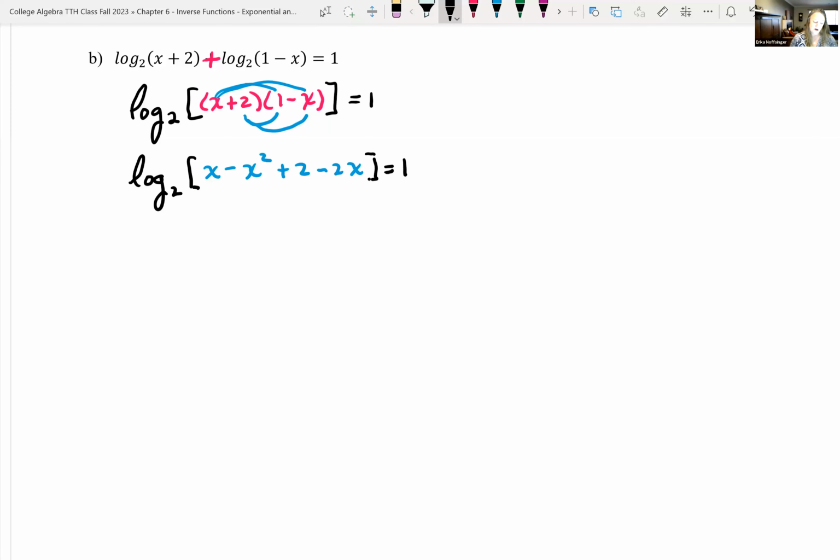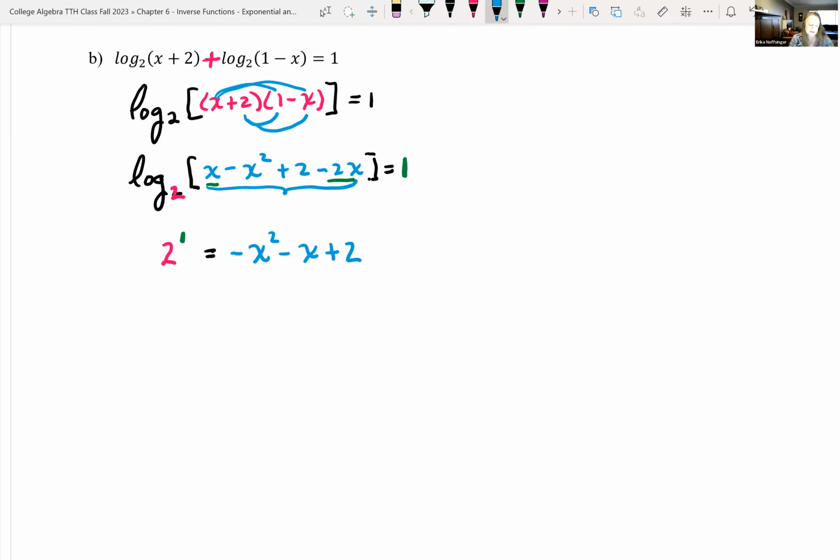So let's use our definition of logarithms to rewrite this as an exponential equation. The base of our log is the base of our exponential. The other side of our log is the exponent of our base. So we have 2 raised to the first power, and this is equal to our argument, which I'm going to rewrite in descending order of powers, and I'm going to combine x minus 2x at the same time. So I have equals negative x squared, and x minus 2x is minus x, and then plus 2.